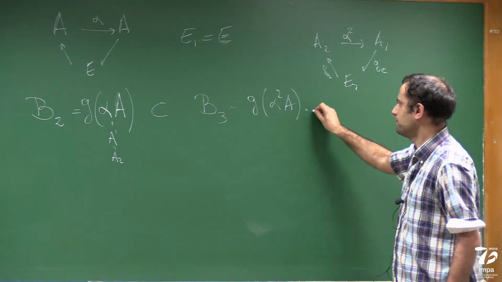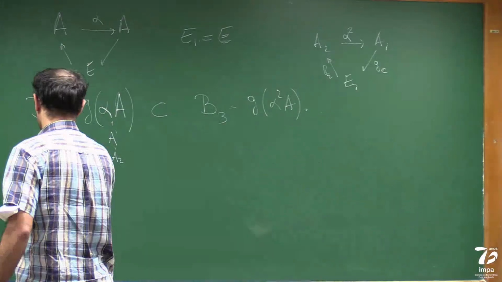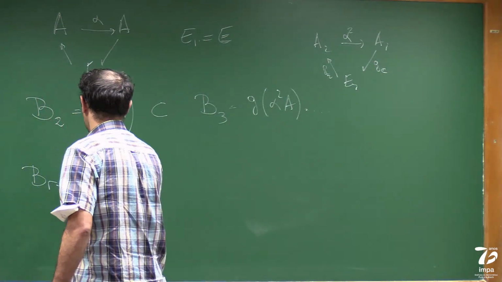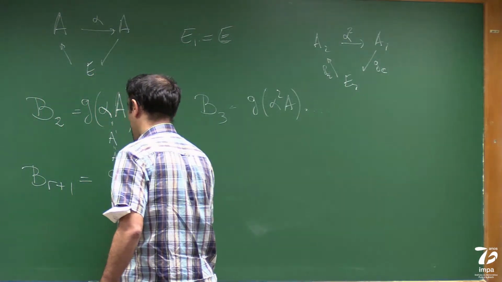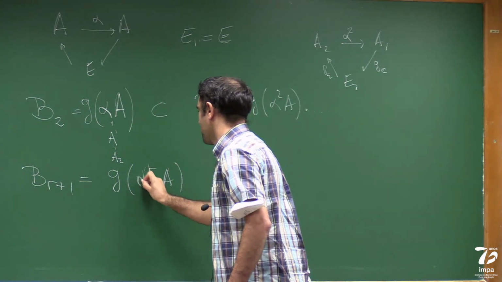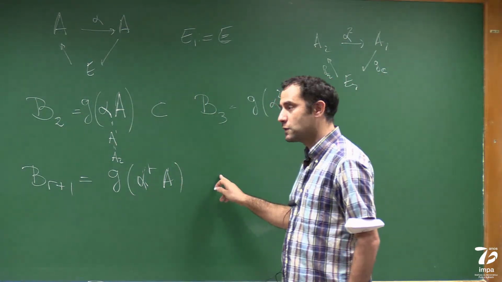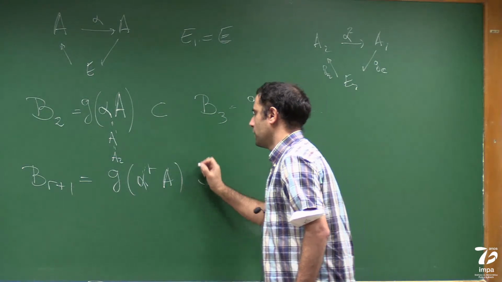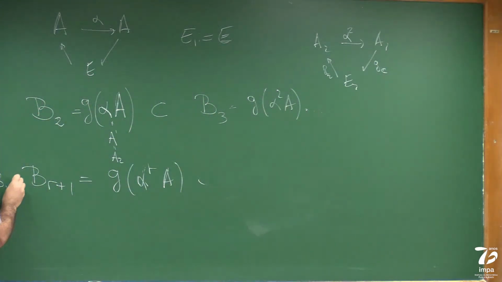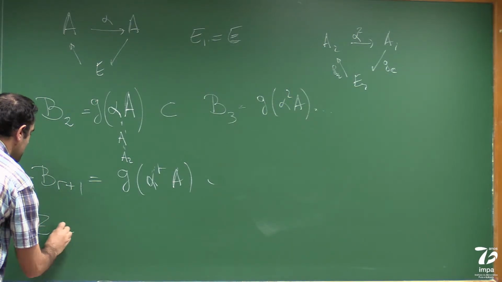and so forth. So all of these guys, B_{r+1}, is equal to G of alpha^r of A. And what we checked is that this guy is included in B_{r+2}. Or probably better to make it B_r inside of this. How about the Z_r's? Same argument. So for Z_r, you do the same.